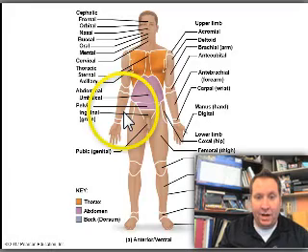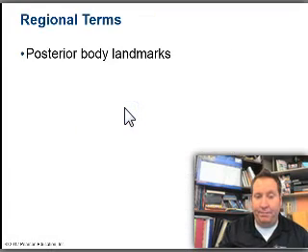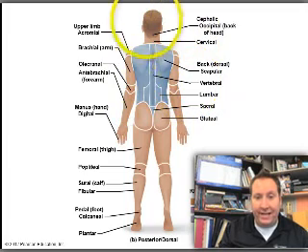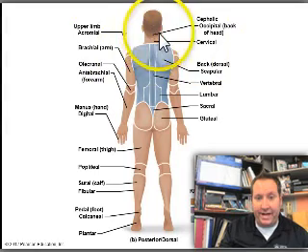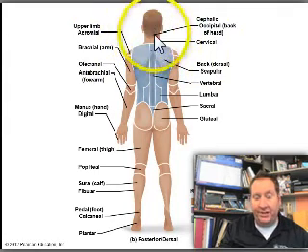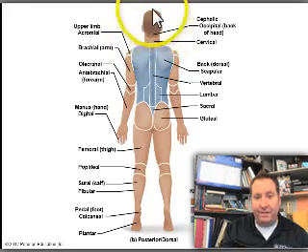When we look at the posterior portion of our body, as far as regional terms are concerned, we take a look at the neck again. The neck is called the cervical region. The back of the head is called the occipital region.